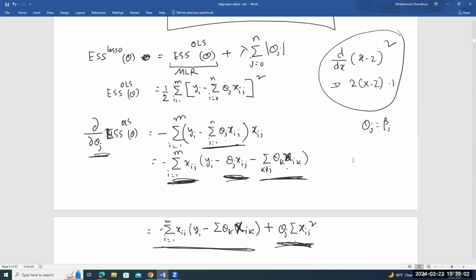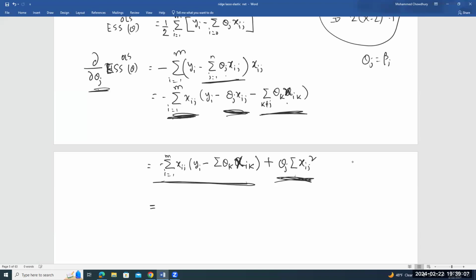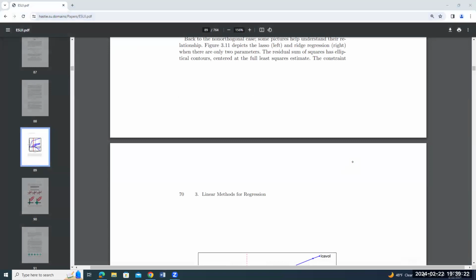Okay, in this case, there is no theta j, right? In this case, there is no theta j, right? So when I differentiate this with respect to theta j, this part does not have a theta j.